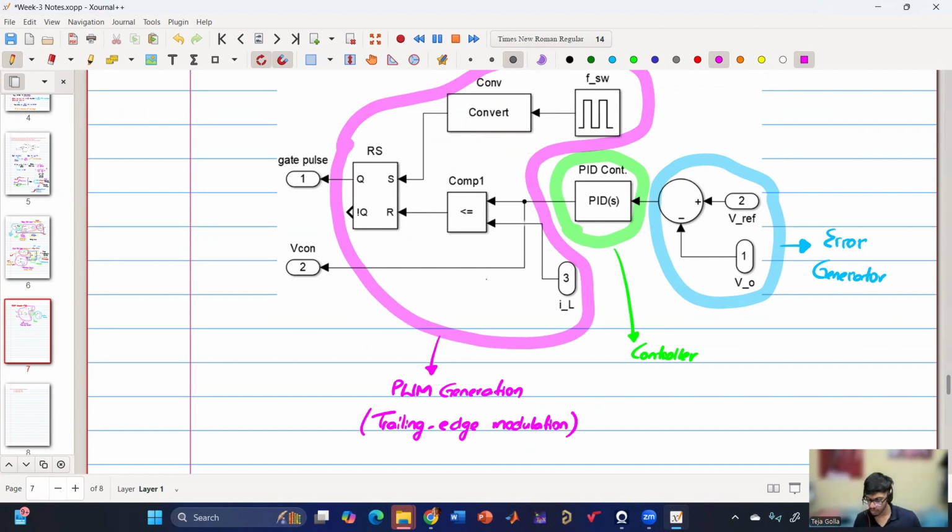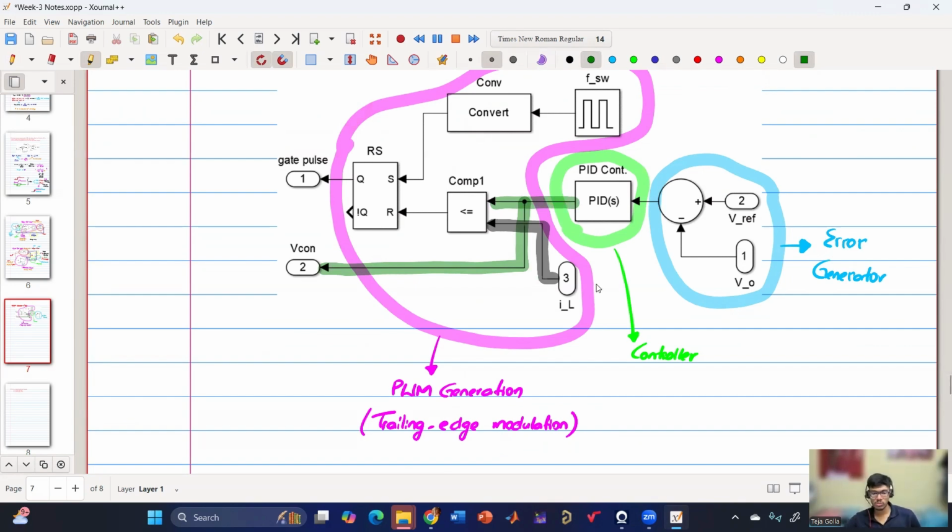And this is the comparator block and inductor current. So this is the control voltage, as you can see, highlighted. And then this is the inductor current. So inductor current is compared with the control voltage, and control voltage is coming from the output of the controller. So these two are getting compared.